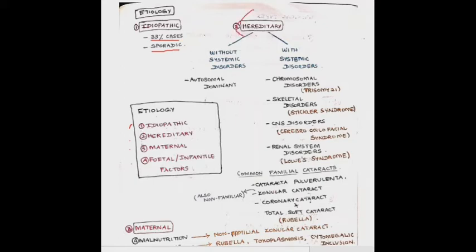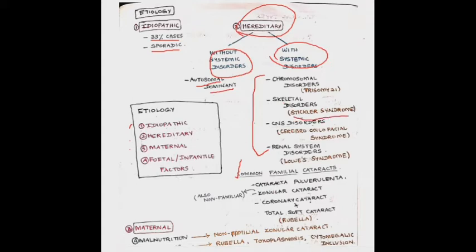And the second one is hereditary. Hereditary can be classified as without systemic disorders and with systemic disorders. Without systemic disorders, it is mainly autosomal dominant. With systemic disorders, it can be of any of the 4 varieties or with common familial cataracts. The 4 systemic disorders associated with the hereditary cases of etiology include chromosomal disorders, that is trisomy 21. In skeletal disorders, it includes Stickler's syndrome.